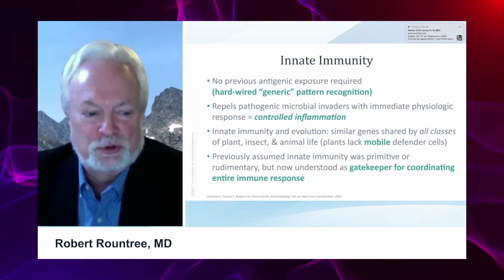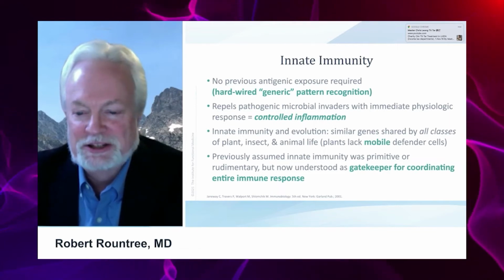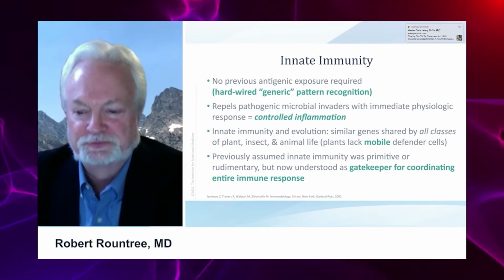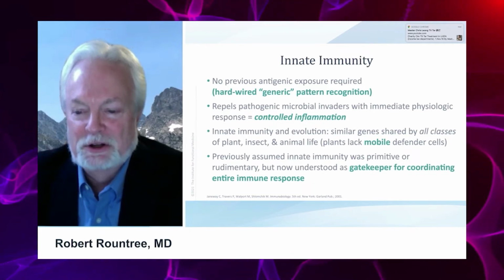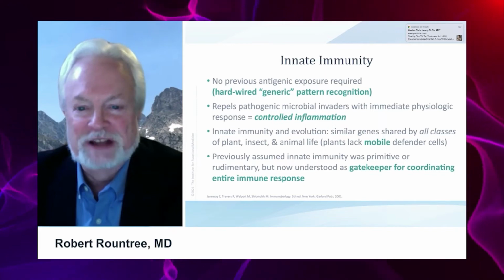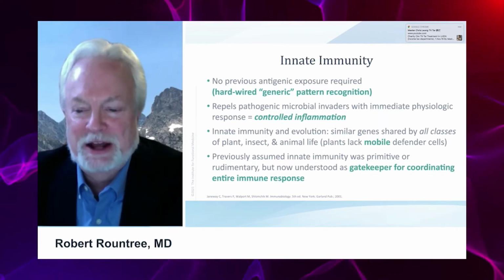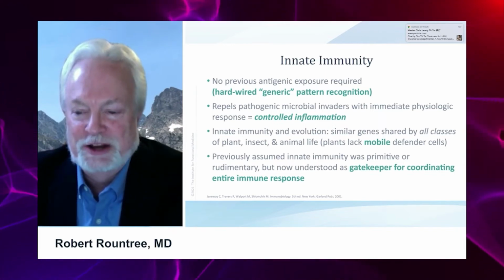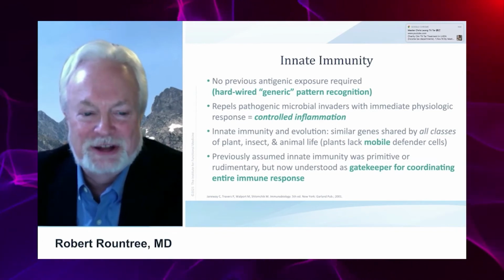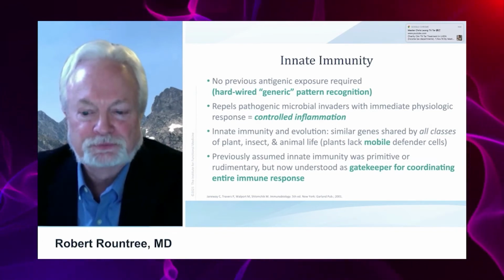The big difference between plants and animals is that plants don't have mobile defender cells. They don't have circulating immune cells, but they have many of the same receptors that can recognize the patterns of dangerous strangers and respond appropriately. I find that somewhat mind-boggling.